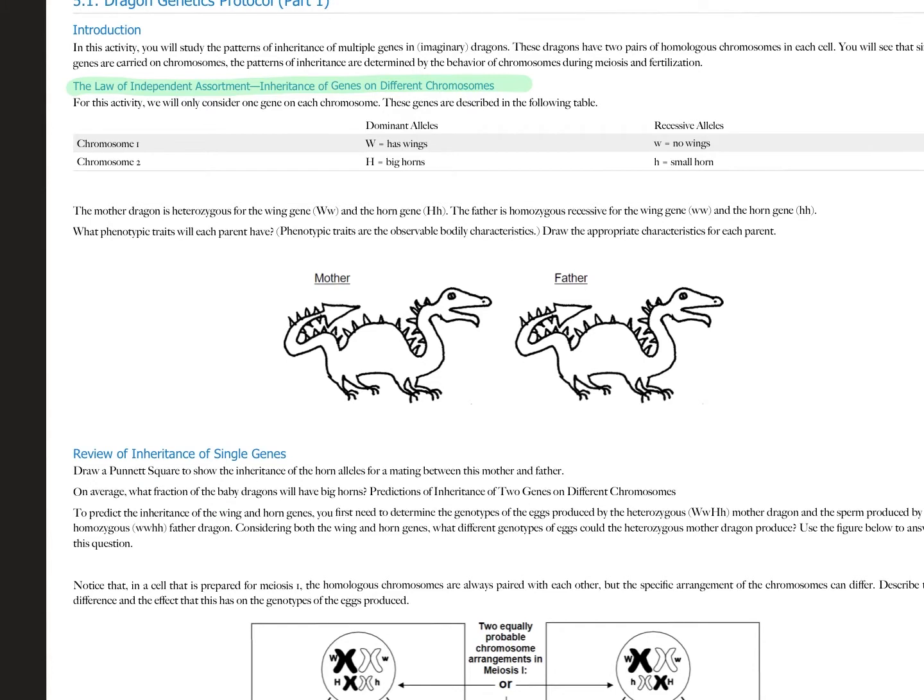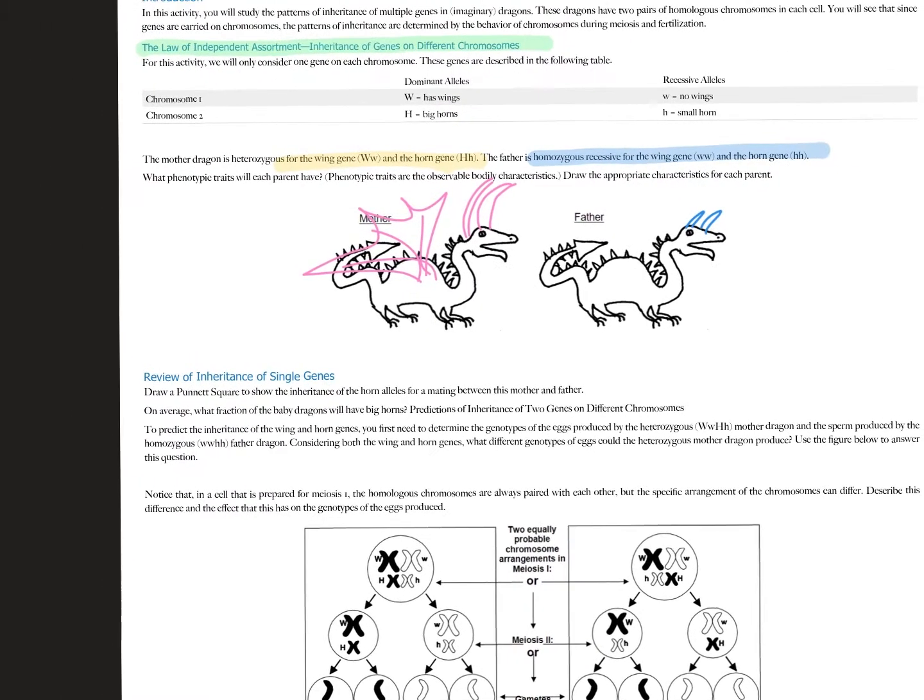That's right. Mom had to have wings, right? And those are horrible dragon wings. So then the father, if you look at him, they tell you this. Where am I getting this information here? It says he has no wings and short buds. The father is homozygous recessive for no wings and little h. So small horns, no wings. Dad has little horns, so little horns and no wings. So there, I've done what they've asked, right?